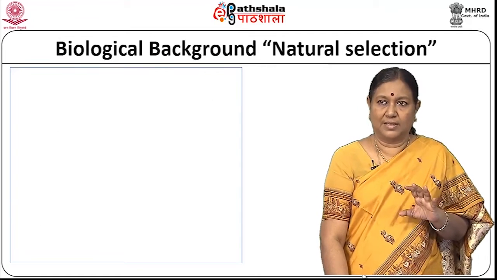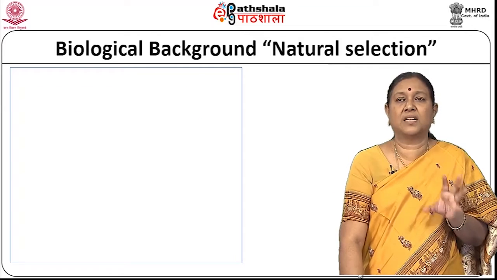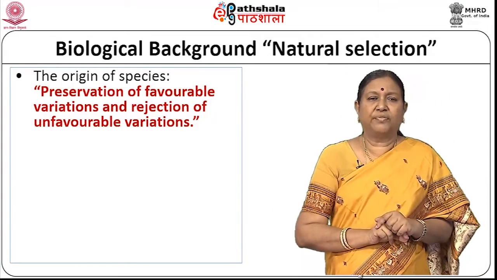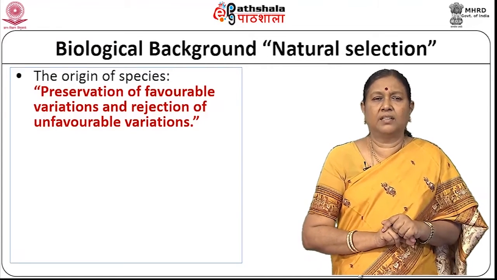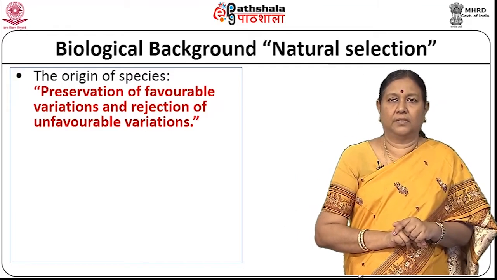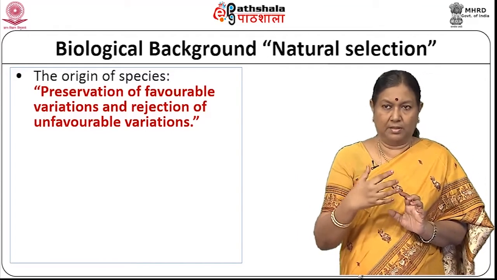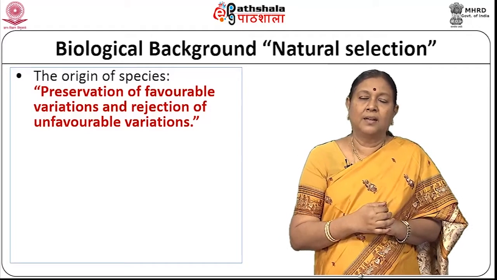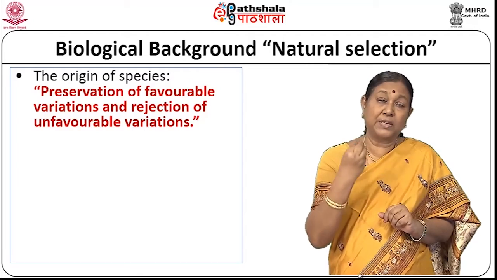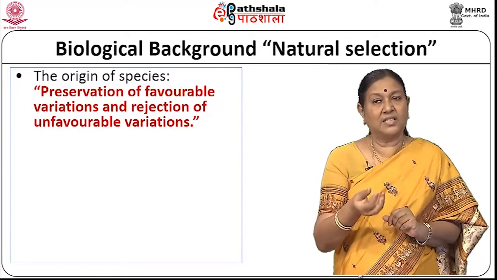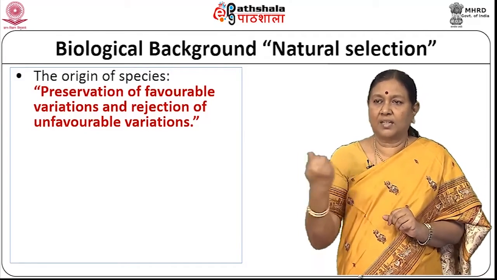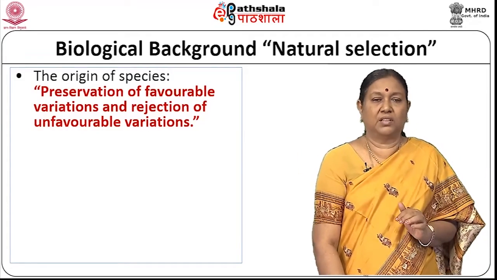Now, let us look at natural selection. That is how parents are selected. The origin of species is the preservation of favorable variations and rejection of unfavorable variations. So, when evolution of species takes place, the basic condition is that it will try to preserve the favorable variations and reject the unfavorable variations, so that they are stronger as we go down the generations.